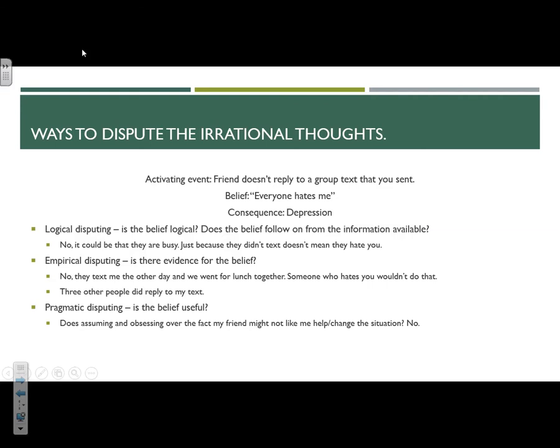And in class I am going to ask you to think of some examples. I'm going to give you some examples of activating events and beliefs, and I'd like you to think of some ways to logically, empirically and pragmatically dispute them. So make sure you are confident of those.